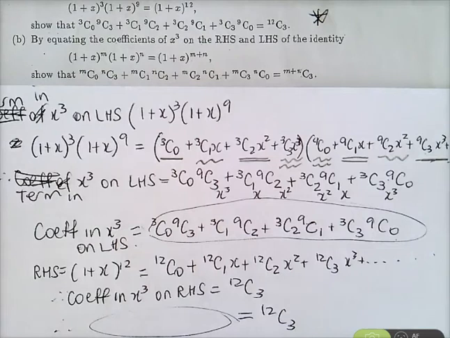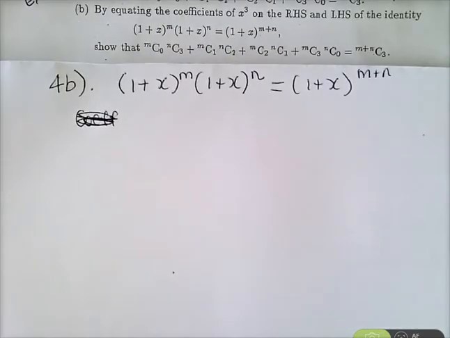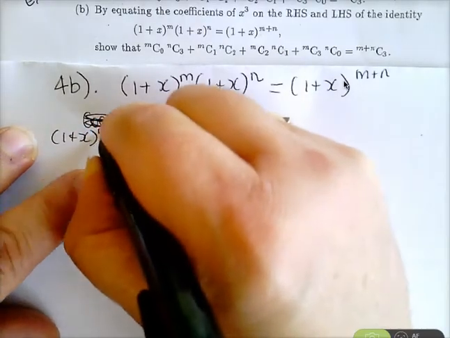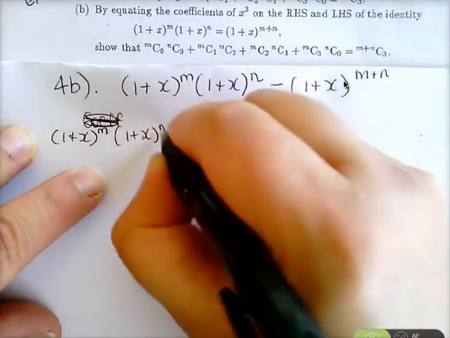Now, look, this is just an introductory type question. It's not going to be as guided as this. We're just going right down to every single thing. By equating the coefficients of x cubed on the right-hand side and left-hand side of this identity here, show that result.